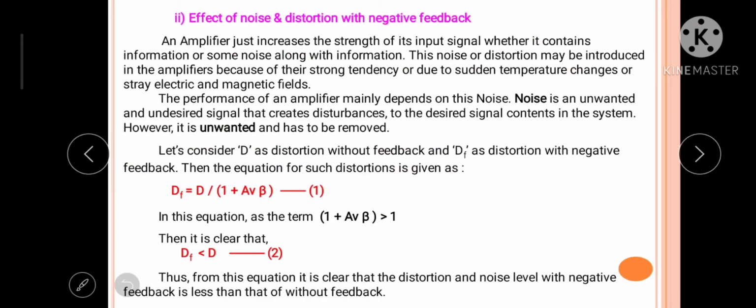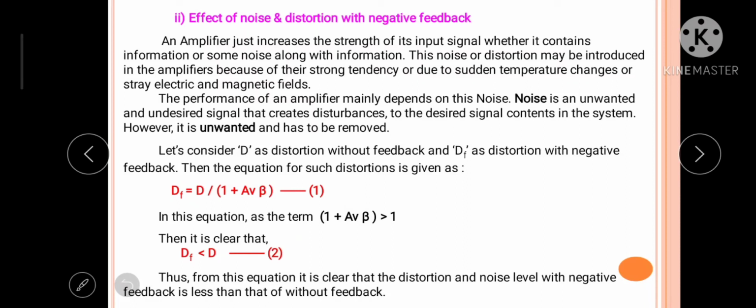Come to the next topic. It is the effect of noise and distortion with negative feedback, or in other words, the effect of negative feedback on noise and distortions. As you know, the amplifier just increases the strength of its input signal, whether it contains information or some noise along with the information. This noise or distortion may be introduced in the amplifiers because of their strong tendency or due to sudden temperature changes or stray electric and magnetic fields and so on.